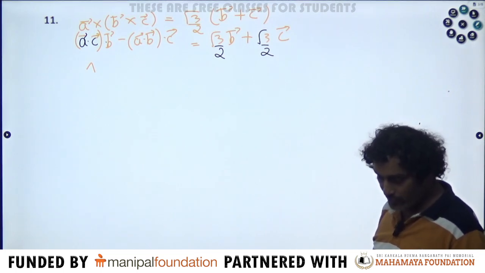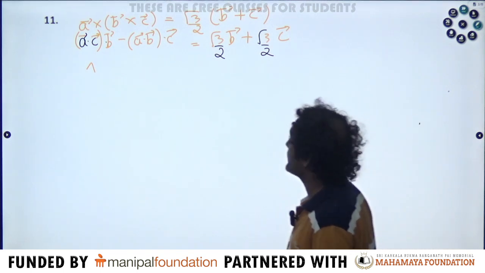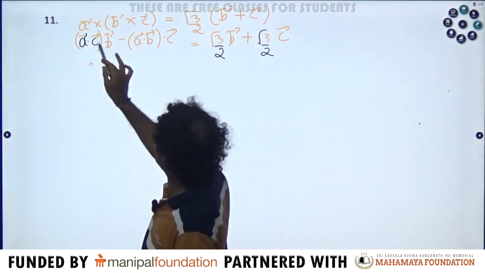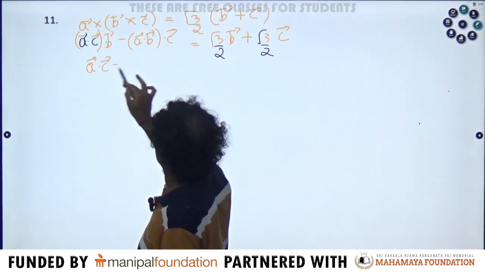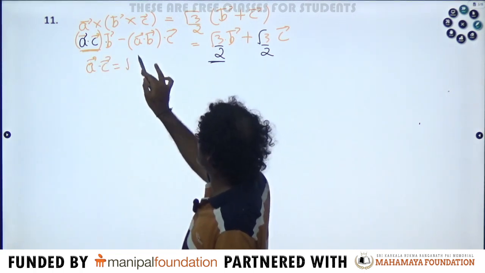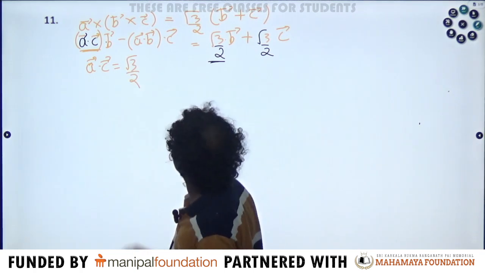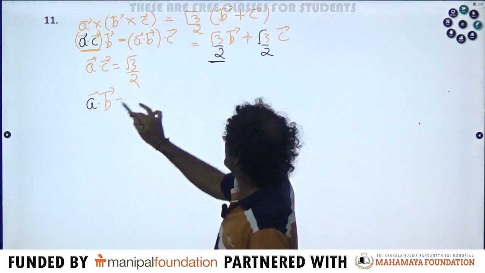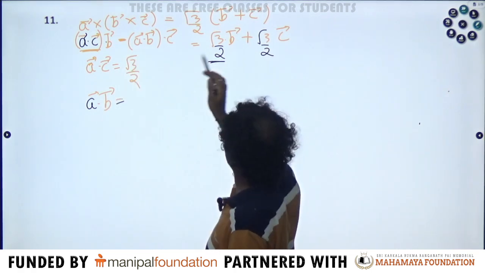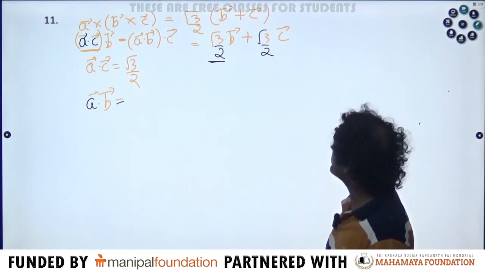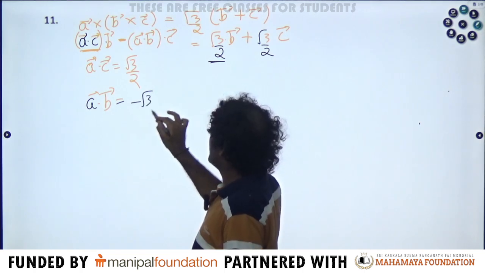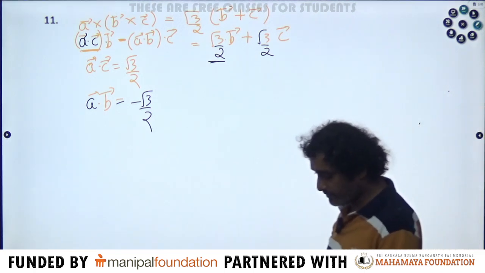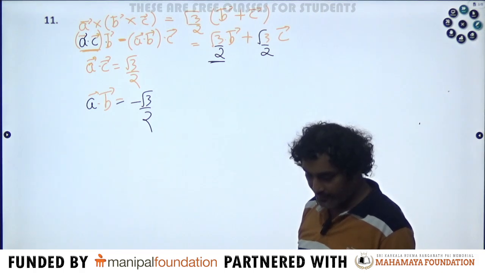So when you solve this, see who is in which place. Root 3 by 2 into B vector. Here, where A dot C vector is, exactly in this place, root 3 by 2 comes. And 2 is A vector dot B vector. Here there is a minus, here a plus. So when you compare, minus of A dot B is root 3 by 2, so A dot B is minus root 3 by 2. This is done, right? Yeah. Then what we have to do is find the angle.